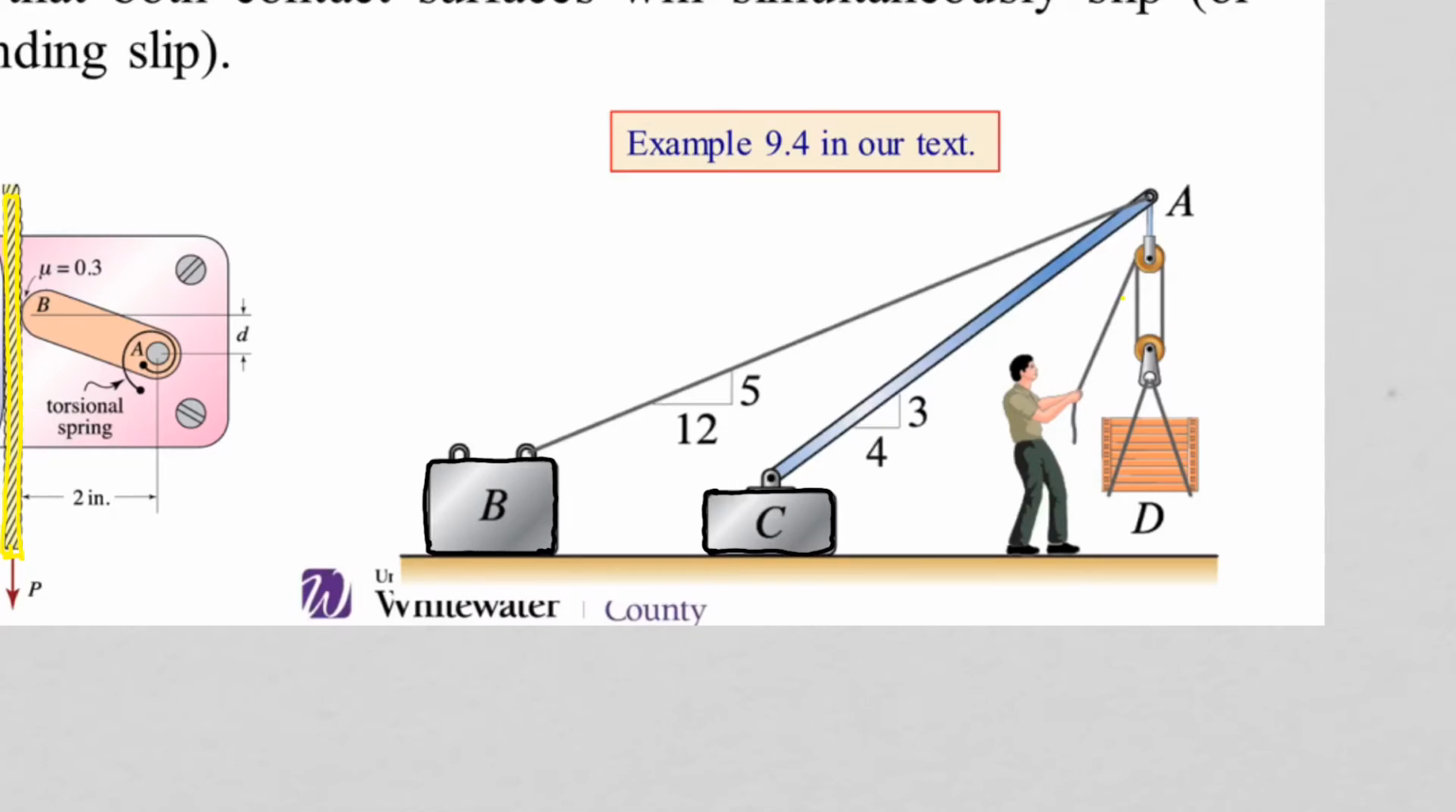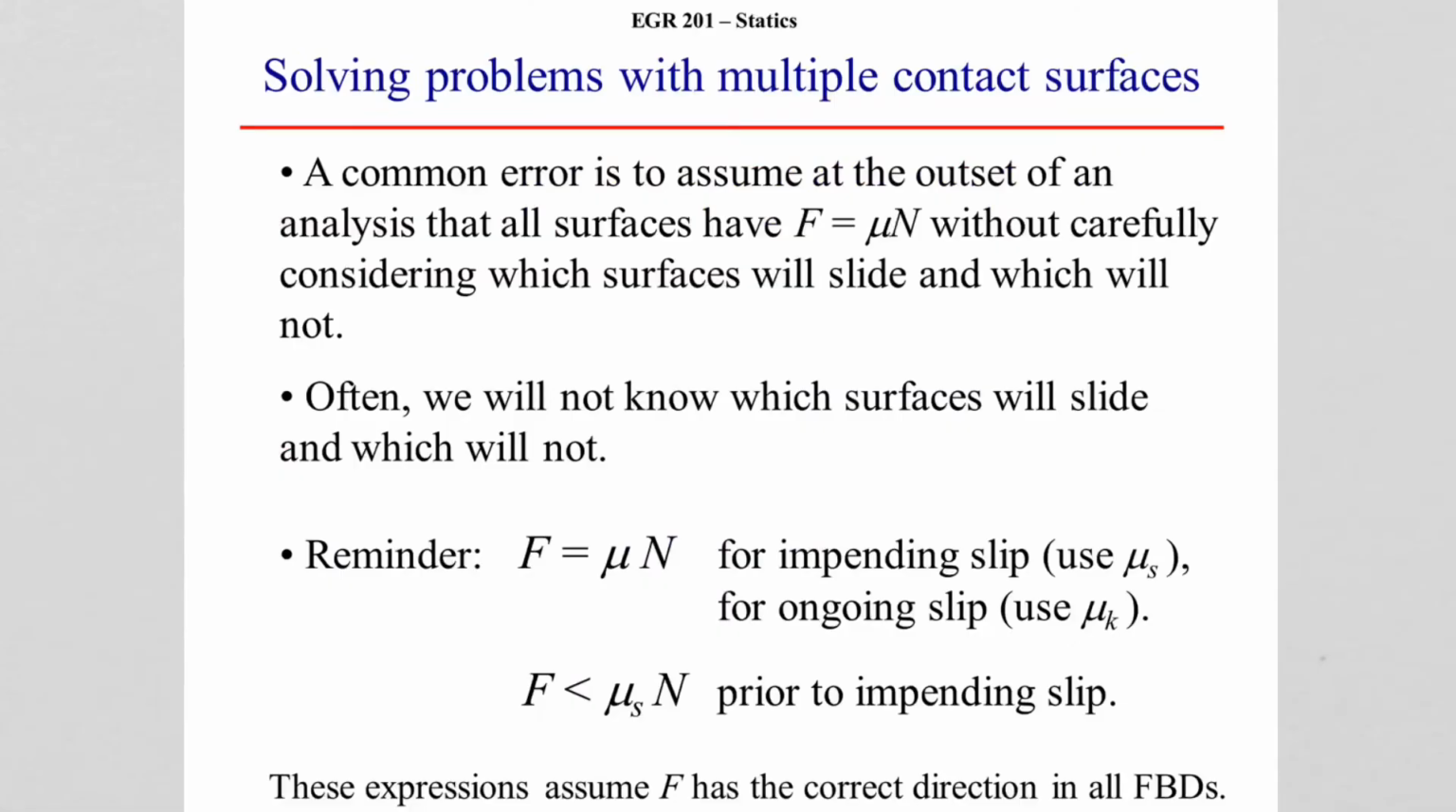So the question is, how do we solve problems like this with multiple contact surfaces where we aren't sure which one is going to slide? The methodology is to look at each of those surfaces independently. A common error is that people assume right from the beginning that the frictional force F has to equal mu N without looking at all of the surfaces and which one will slide. That is a big mistake that everyone tends to make.